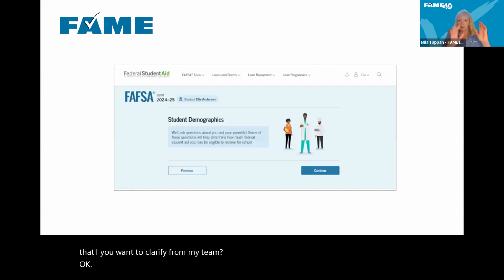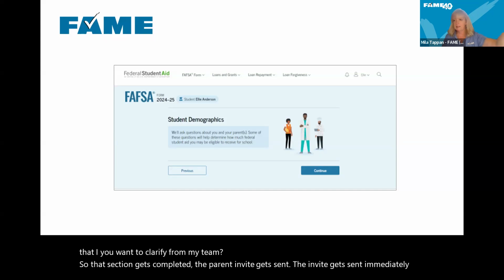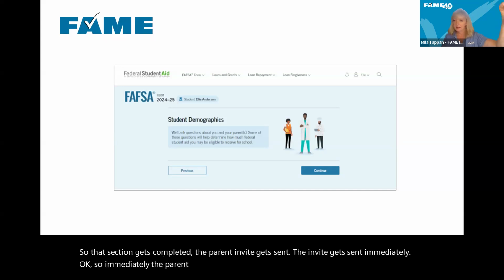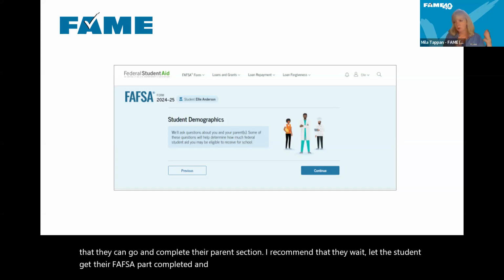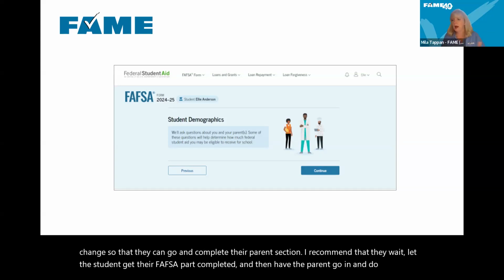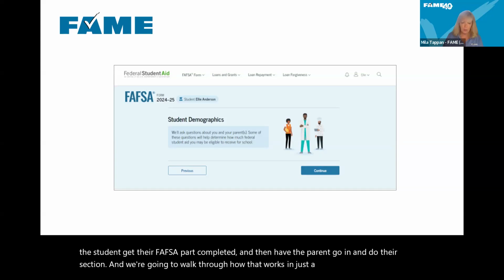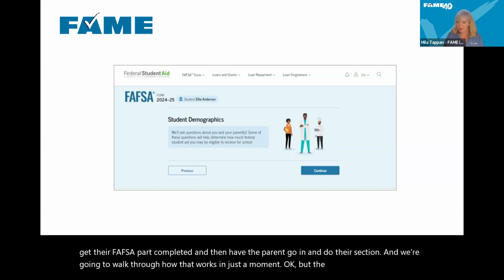So that section gets completed. The parent invite gets sent immediately. So immediately the parent should get an email, and another piece of information will change, so that they can go and complete their parent section. I recommend that they wait, let the student get their FAFSA part completed, and then have the parent go in and do their section. We're going to walk through how that works in just a moment. But the student is the one that's finishing their FAFSA.